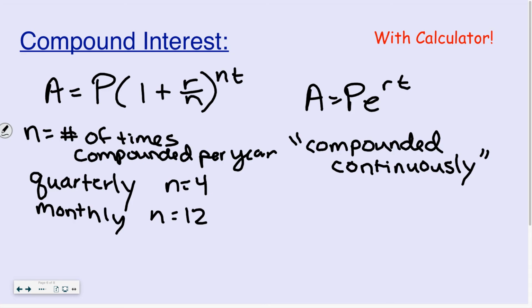P is the amount you invest, or the starting amount. R is your interest rate, which should be written as a decimal, not a percent. And T is time in years. So if you're given months, you need to change it to years.